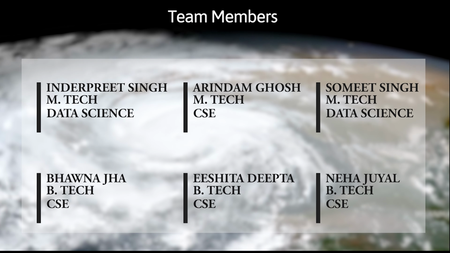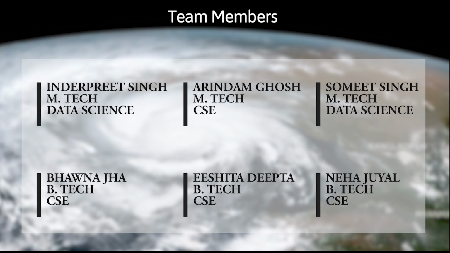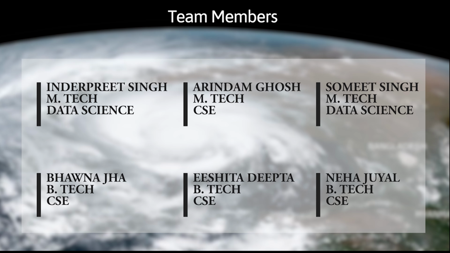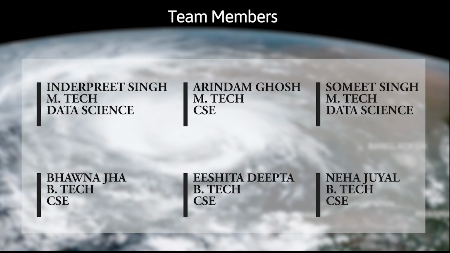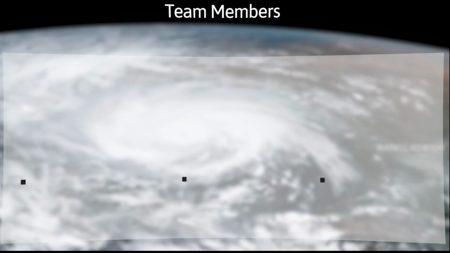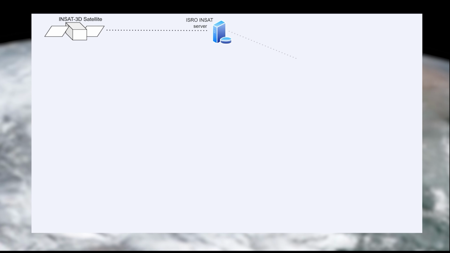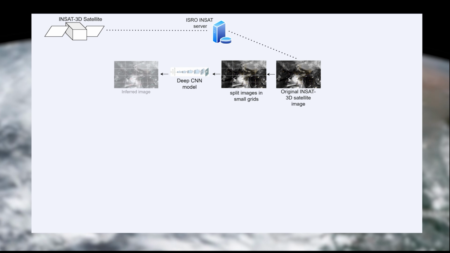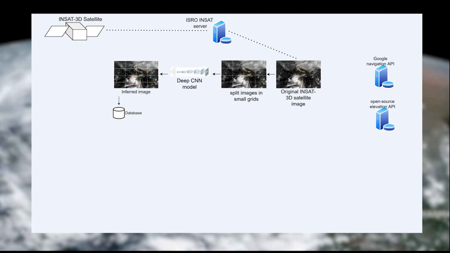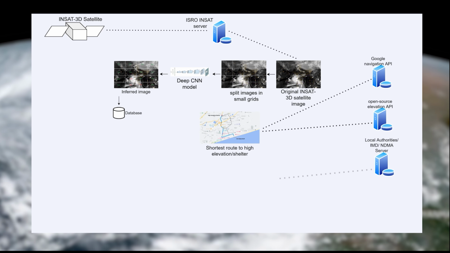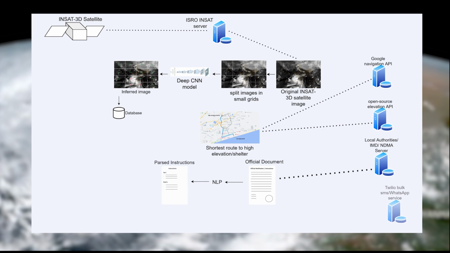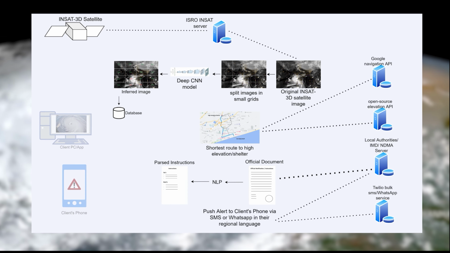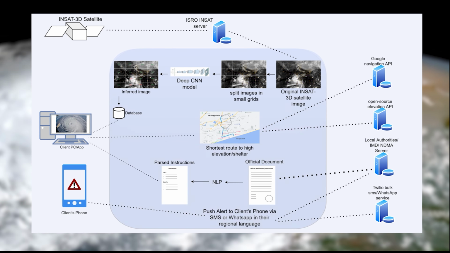So, me, along with my team, we propose to develop a deep sea model based on a comprehensive literature survey for tropical cyclone intensity estimation and a web app for the visualization of the INSAT-3D IR satellite images. In the rest of the video, I will show you the detailed process of how the web app works, how the deep CNN model will be developed, and everything about our project.